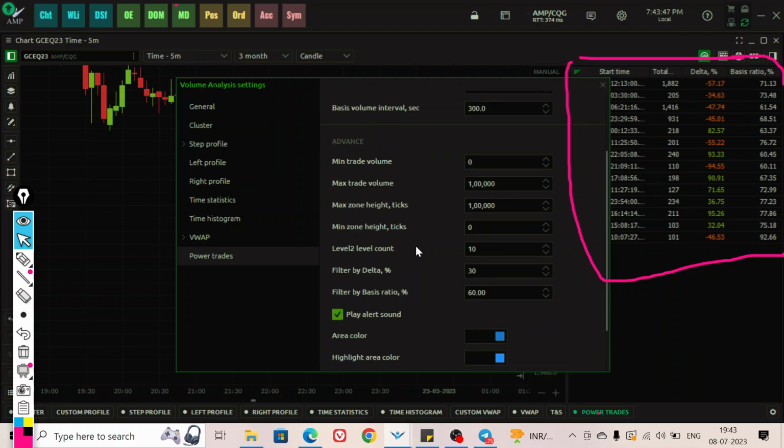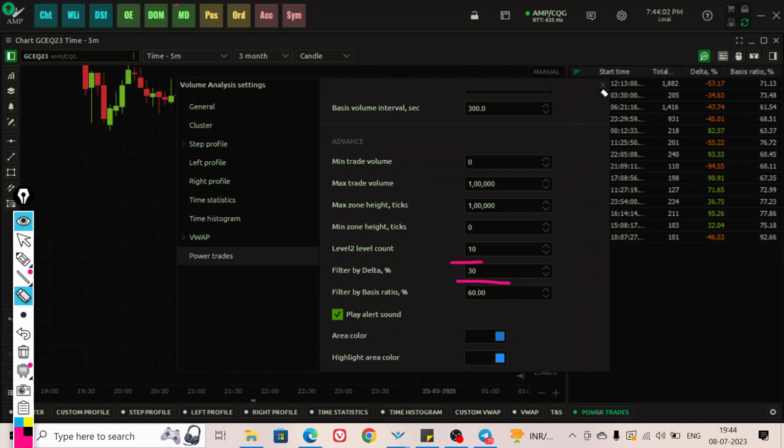Okay, for this method you do not need to change, but if your delta is below 30, I think it is not going to work very well. So you can change the delta to 30. So let me show you again what it is going to do to your settings.